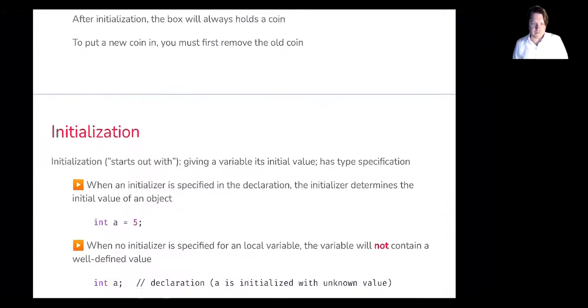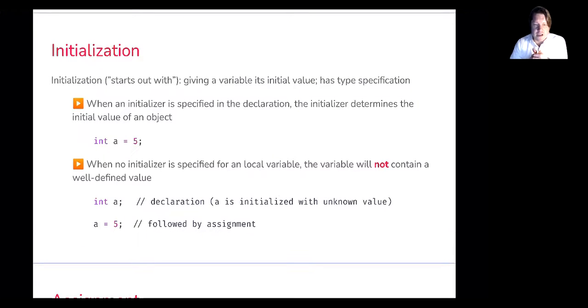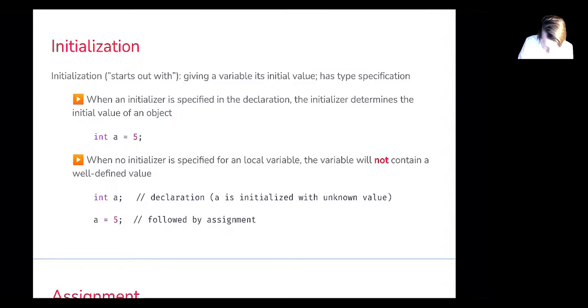So when we talk about initialization, think about starting out with. We're giving a variable its initial value, so we're always going to have type specification in that statement, because we give a variable its initial value in a declaration. A declaration always specifies the type of the variable. So when an initializer is specified in the declaration, the initializer is going to determine the initial value that object starts out with. So here, A is going to start out with 5. From the point of declaration forward, it has the value of 5 until we change it.